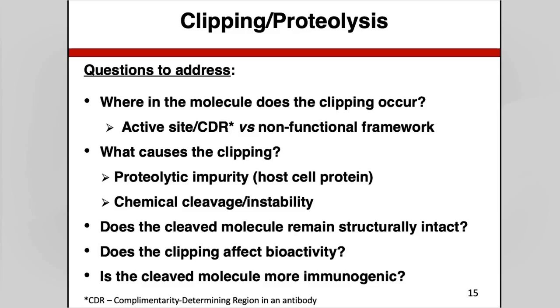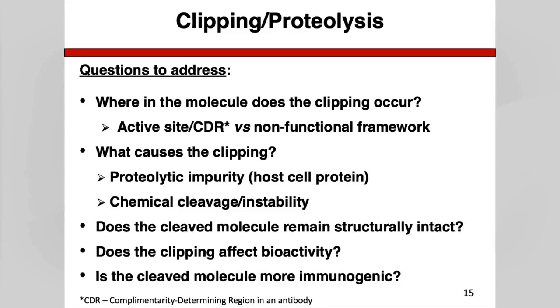What causes the clipping? Is it due to a protein impurity that may have been present, for example, in the host cell proteins that co-purified with the product? Or is it due to some chemical cleavage and instability of the molecule? Does the cleaved molecule remain intact after cleavage? So, for example, through disulfide bonds or hydrophobic interactions that might keep the clipped portion of the molecule together, which then may not result in any change in function.